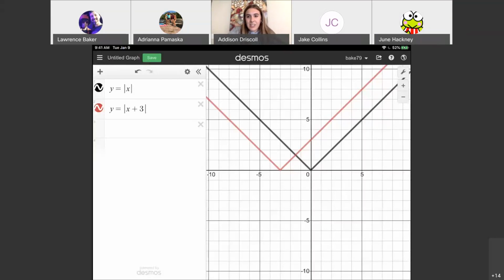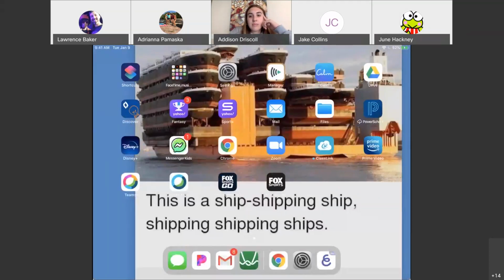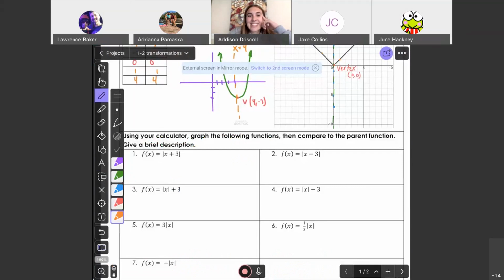Okay. What about just looking at my screen? How would you describe it? It moved 3 places. Okay, move 3 places. To the left. The left, right? Okay. I'm not sure what's going on with your screen though.